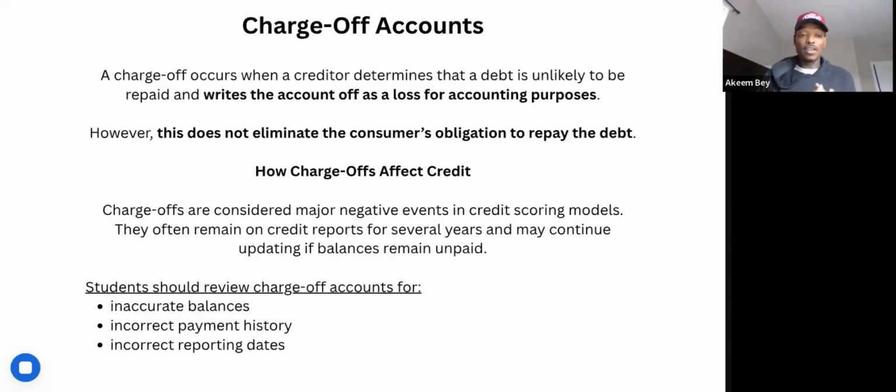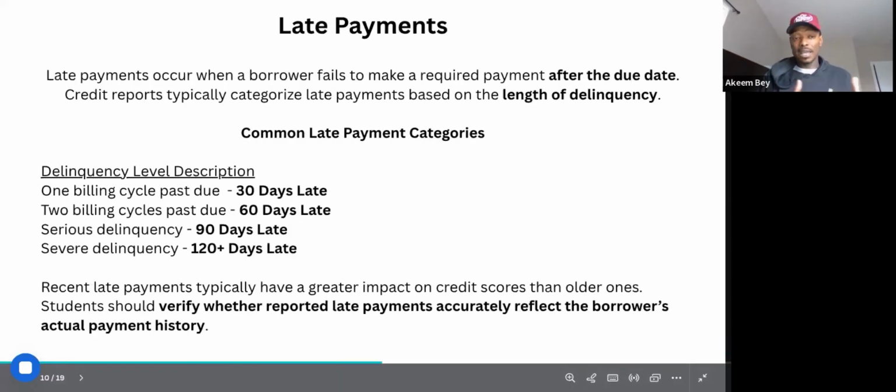How charge-offs affect your credit is charge-offs are considered major negative events in credit scoring models. They often remain on your credit report for several years, and they may continue updating if balances are unpaid. And what you should review on a charge off account is things like incorrect balances, incorrect payment history, incorrect reporting dates, and other information that you can find to be incorrect on that particular type of account as it's reported.